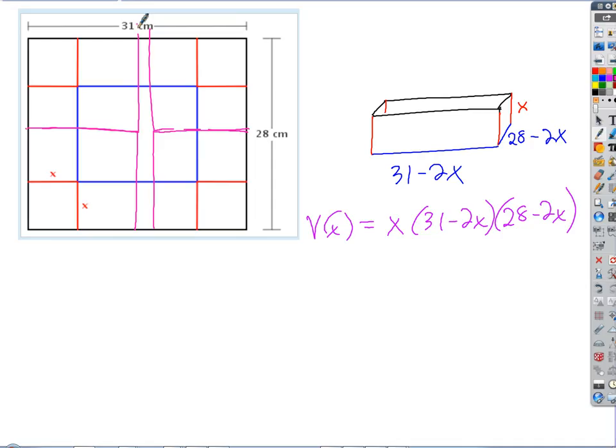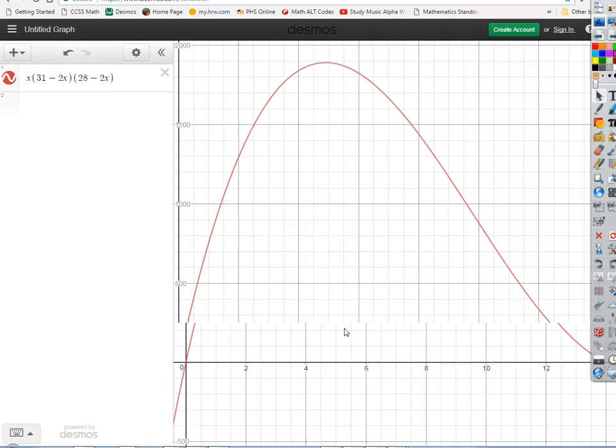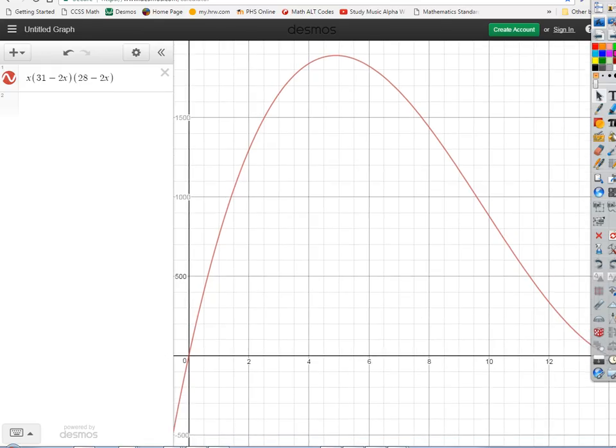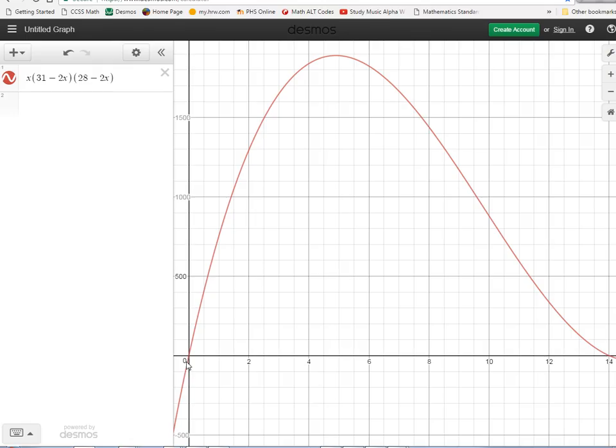So how does that look on our graph? The math gods are pretty smart. They know that by looking at this graph, I'm going to get zero volume at x equals 0, and I'm going to get 0 volume at x equals 14, right? I don't really need to look anywhere else. I'm only looking for values of x that are in between those, right?